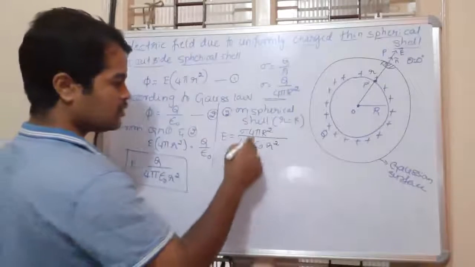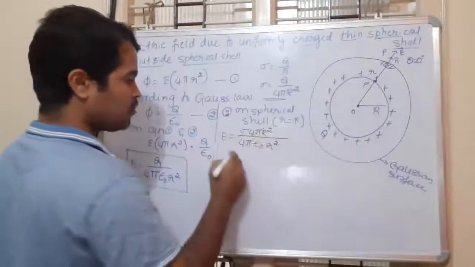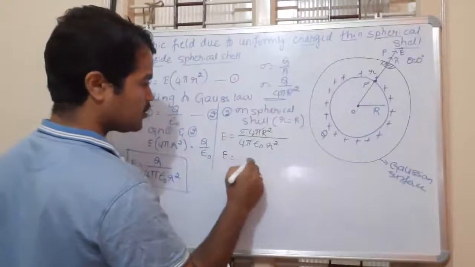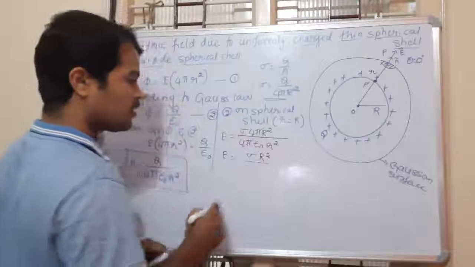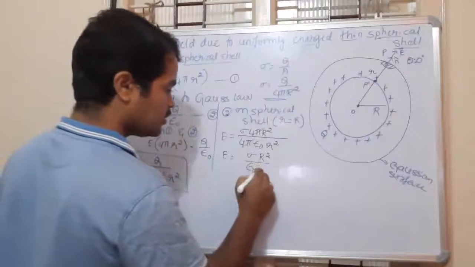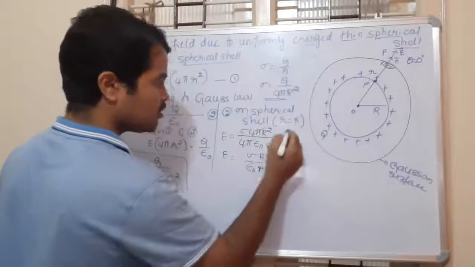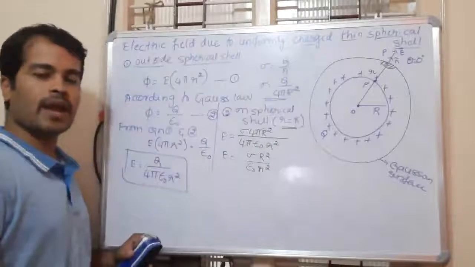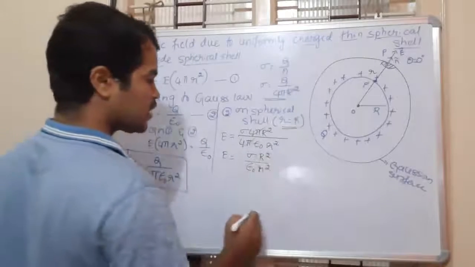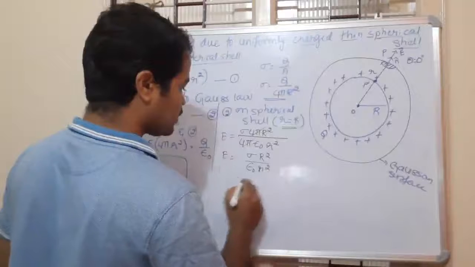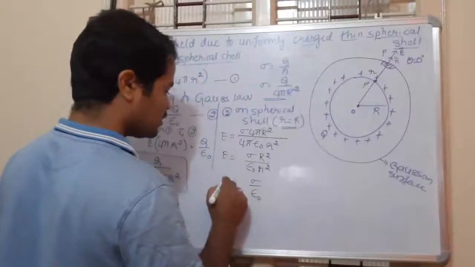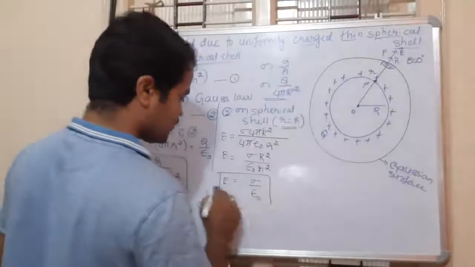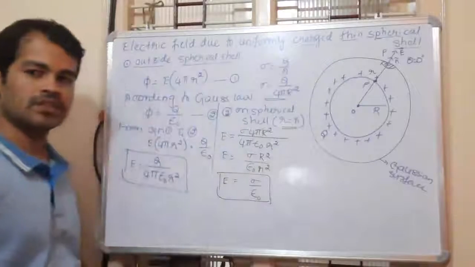The 4 pi and 4 pi cancel. The electric field equals sigma capital R square divided by epsilon naught small r square. But look at what we have taken: capital R equals small r. So these two cancel. You get the electric field as just sigma by epsilon naught, on the surface.